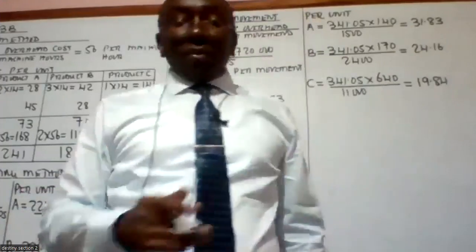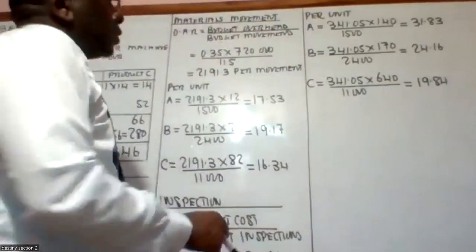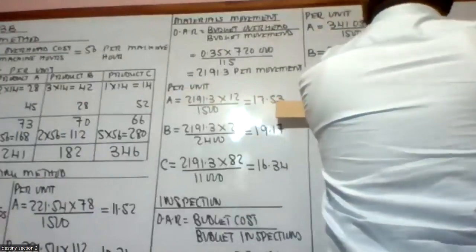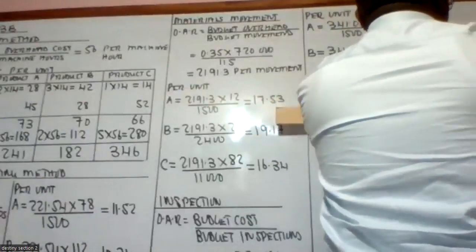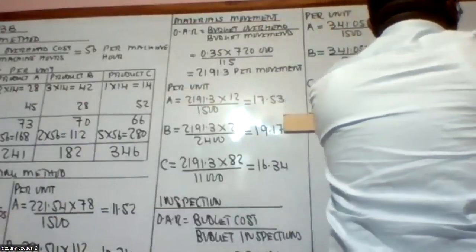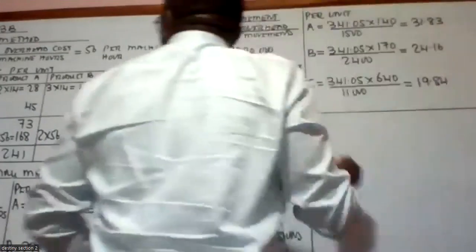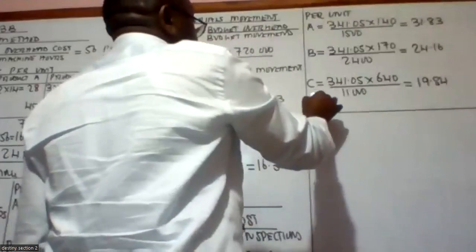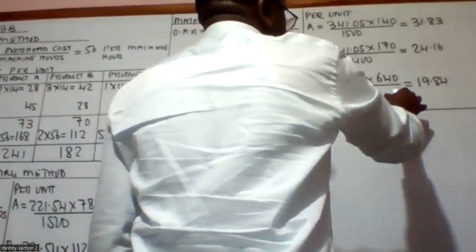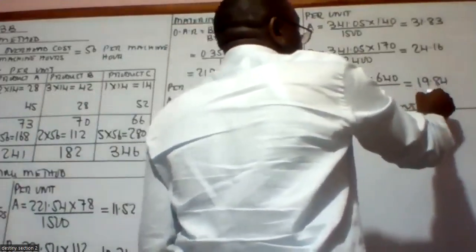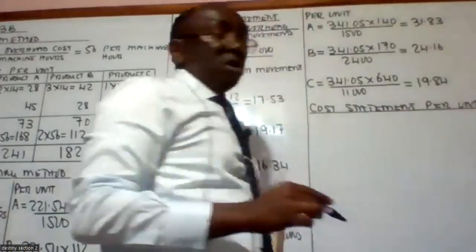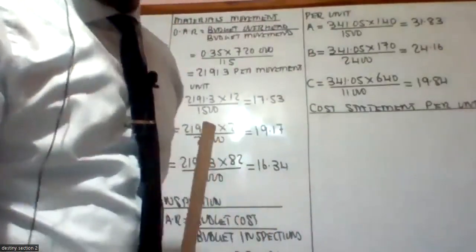Haya, sasa kutoka hapo tuchore the, anaitwa nani? Anaitwa cost statement per unit.